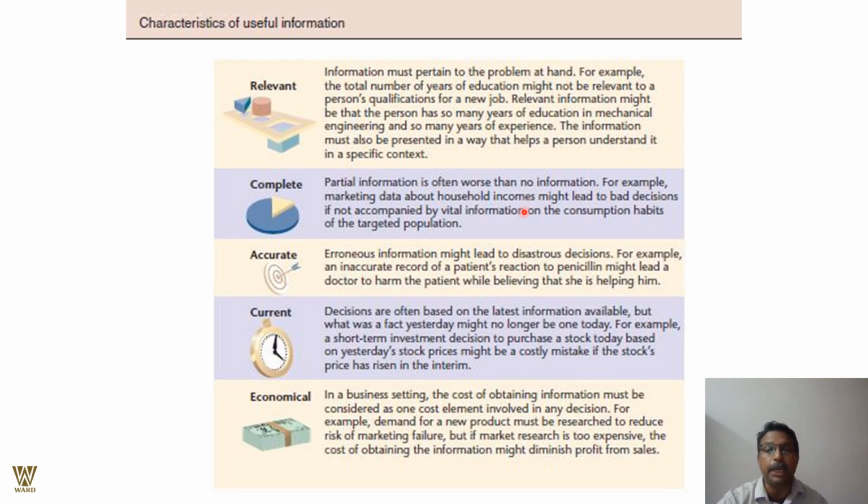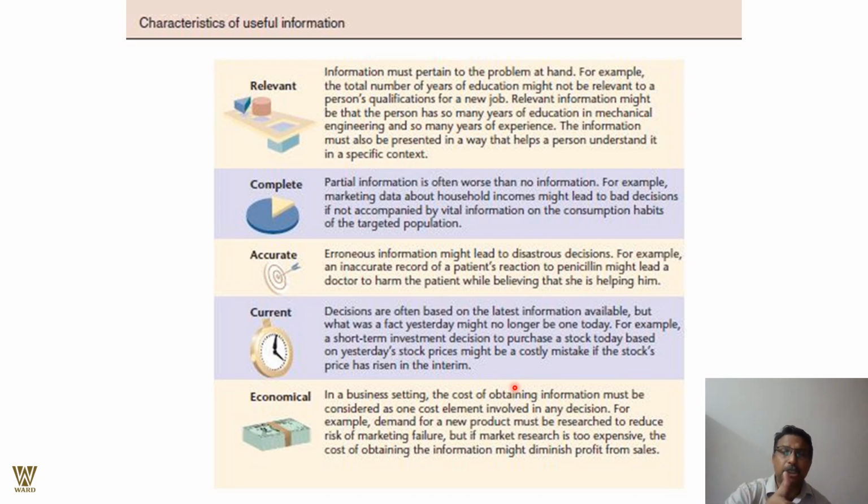The information needs to be complete. Partial information is often worse than no information at all. For example, marketing data about household income might lead to bad decisions if not accompanied by vital information on the consumption habits of the target population. The information has to be relevant, complete, and accurate. Erroneous information might lead to disastrous decisions. For example, inaccurate records of a patient's reaction to penicillin might lead a doctor to harm the patient more than help him or her.